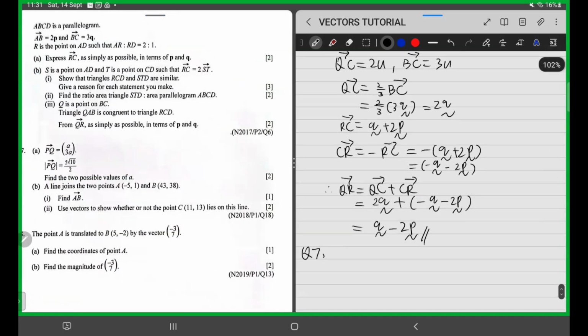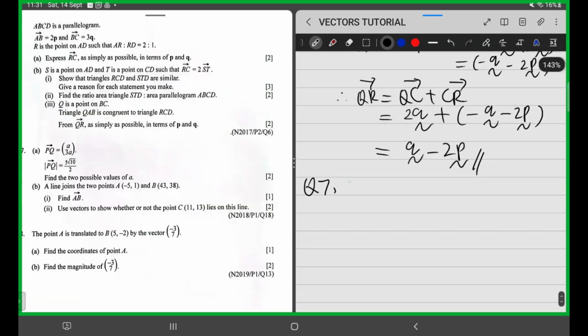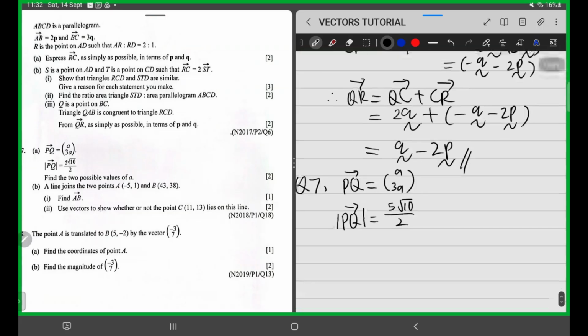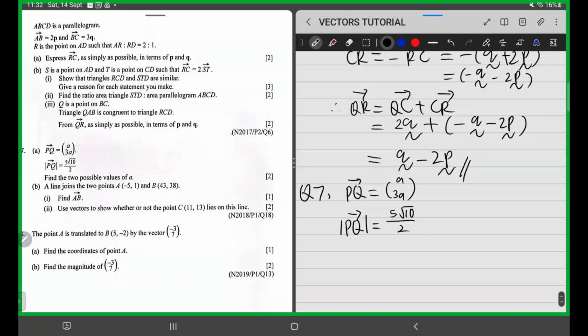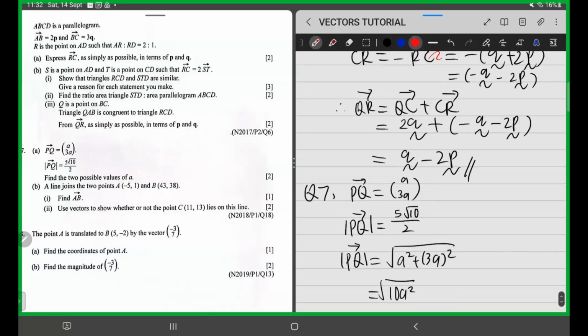So you have a vector over here. You have PQ is (a, 3a). Okay, then they say the length of PQ is 5 square root 10 over 2. Find the two possible values of a. So this one is just taking PQ. If you find the length of it, you're essentially doing this, right? a squared plus 3a squared. So you get square root 10a squared. So you just equate this one with this one because these two are essentially the same thing.